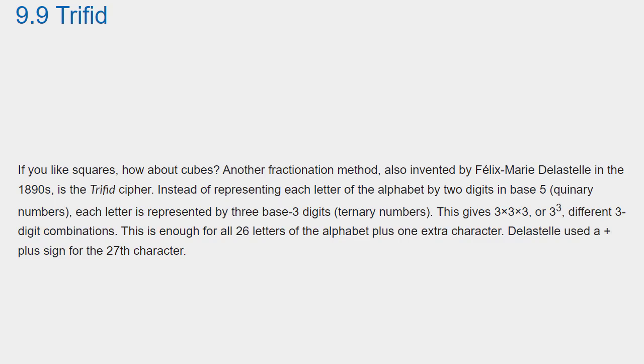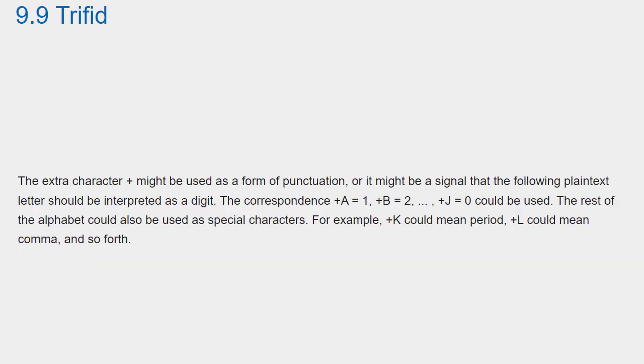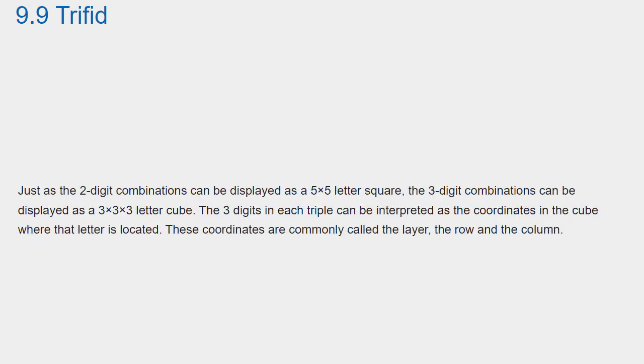Delestel used a plus sign for the 27th character. The extra character, plus, may be used as a form of punctuation, or it might be a signal that the following plain text letter should be interpreted as a digit. The correspondence plus A equals 1, plus B equals 2, plus J equals 0 could be used. The rest of the alphabet could also be used as special characters. For example, plus K could mean period, plus L could mean comma, and so forth.